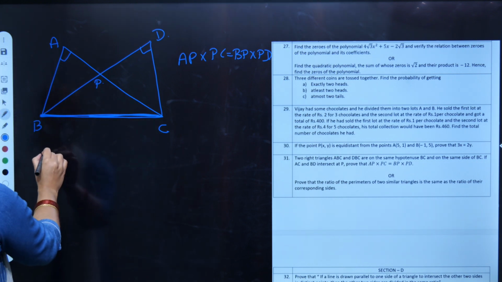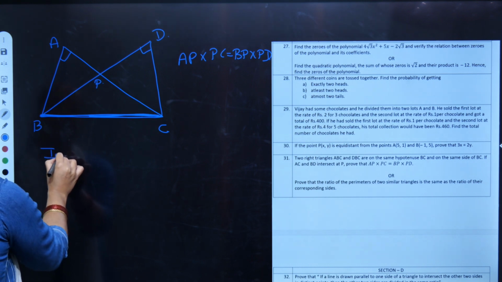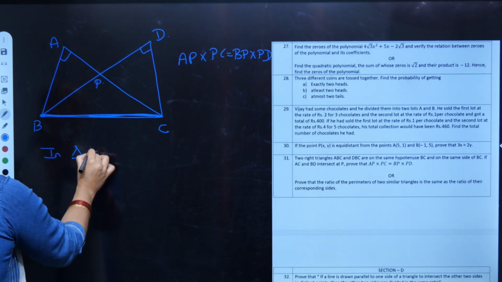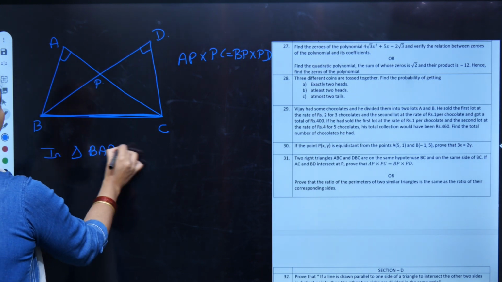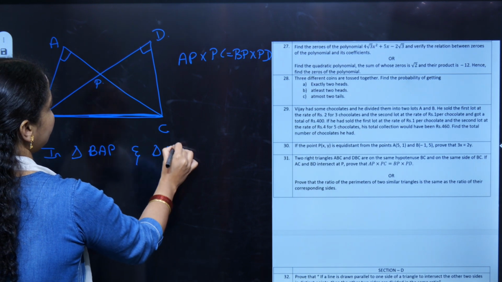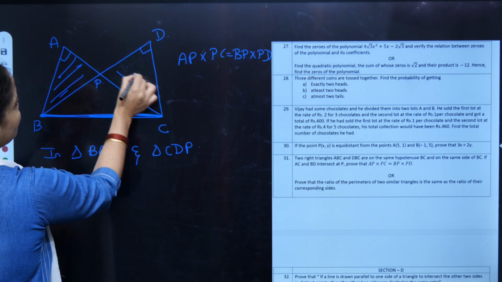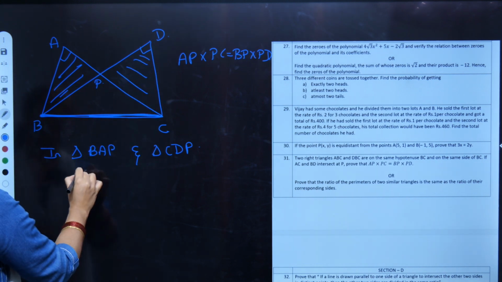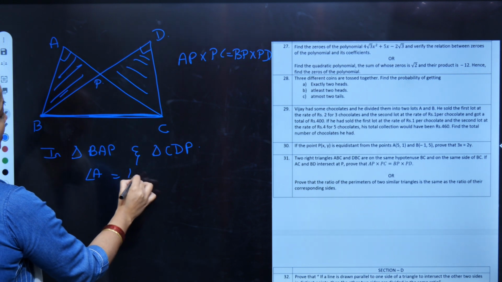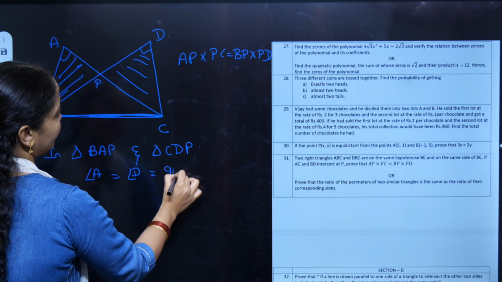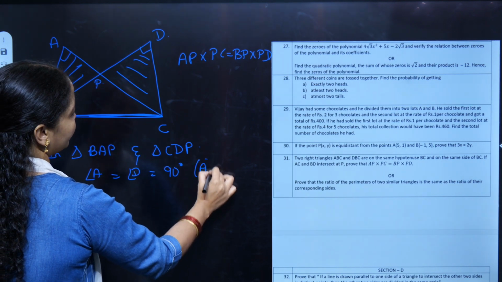So what am I doing? I am taking triangle BAP and triangle CDP, that is this triangle and this small triangle. We know that angle A is equal to angle D, that is equal to 90 degrees. This is giving me an angle.